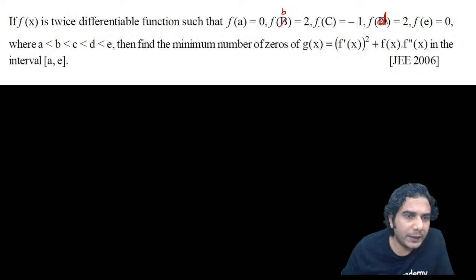a is less than b, is less than c, is less than d, is less than e. So in this order, and then g(x) is given. Then the question is the minimum number of zeros of g(x). This is another very good question of Rolle's theorem.